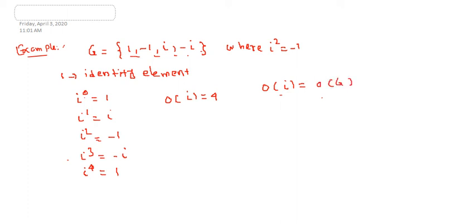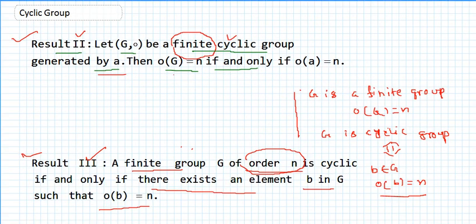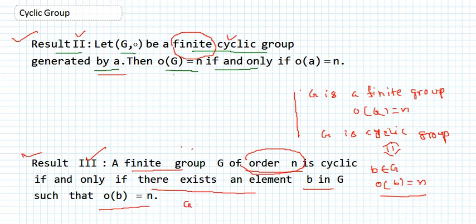So we get an element i which is of order equal to the order of the group. So G is a cyclic group. This is another application of the above result on cyclic groups. This is the application of the result that a finite group G of order n is cyclic if and only if there exists an element b which is of order n. I want to go one step further: in this case, G will be generated by the element b.